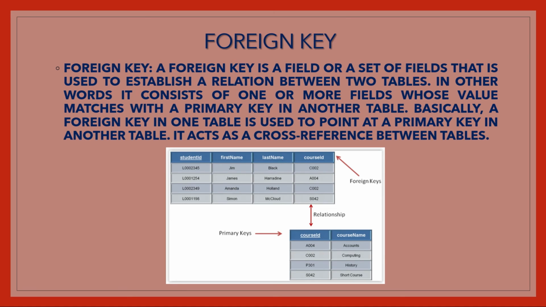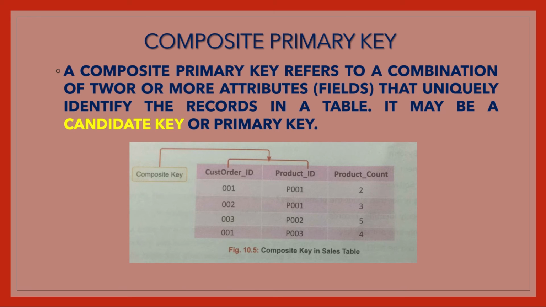Fine. So next we are coming to another type of key, a part of the primary key, consider the composite primary key. A composite primary key refers to a combination of two or more attributes that uniquely identify the records in a table. It may be a candidate key or a primary key. We'll come to the candidate key later. Candidate key is very simple: the fields that are eligible to be the primary key are known as candidate keys. So if we have to choose the primary key, we have to choose out of the candidate keys only. I'm coming to that next.